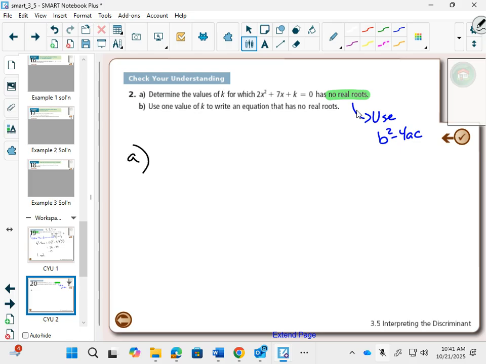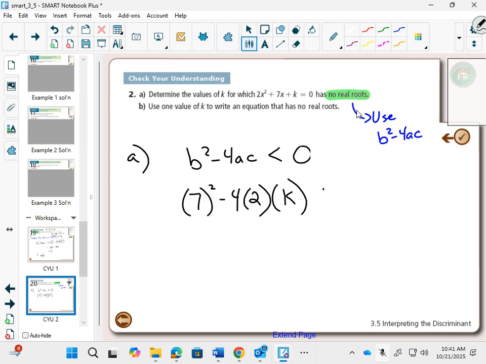So in A, if it has no real roots, what do we know about the b squared minus 4ac? Has to be negative. How do we show that mathematically? Mathematically, we show that with a less than sign and a 0. Does that make sense? Now, what's my b? My b was 7. I can plug that in. What's my a? My a was 2. And c was k. And I get 49 minus 8k is less than 0.